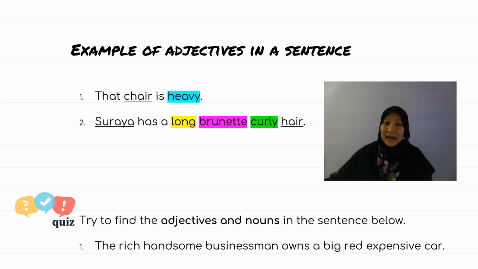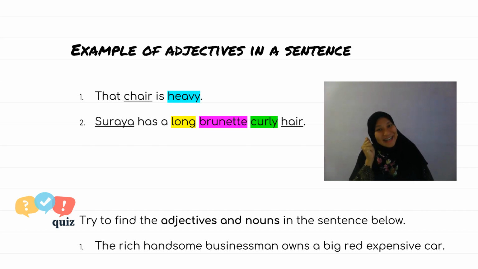We go to example number 2. Suraya and hair are nouns. Yet, we have to identify which noun has been described in this example. The adjectives are long, brunette, and curly. It shows that long, brunette, and curly are referring to Suraya's hair.